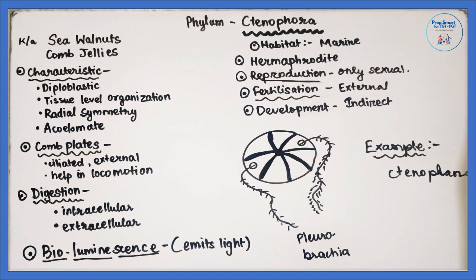Colloblast cells are the sensory and adhesive cells present in Ctenophora. The individuals are hermaphrodite. Reproduction is only through sexual means. Fertilization is internal or external. Development is indirect, through various larval stages. Digestion can be intracellular or extracellular. Also they show a unique characteristic of bioluminescence, that is emitting light.